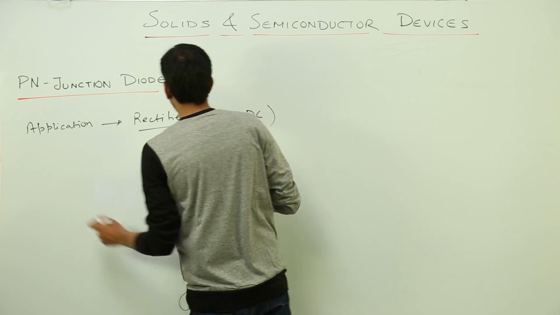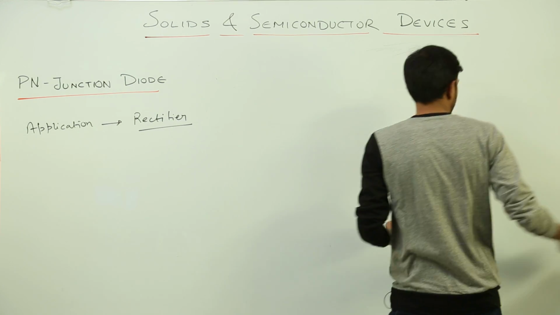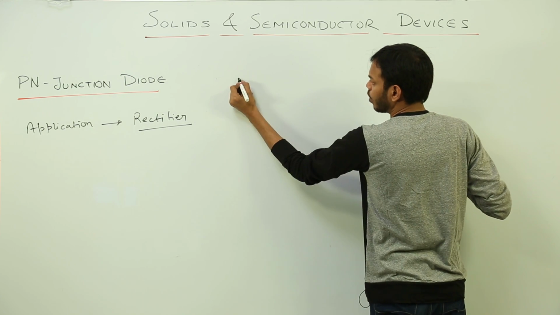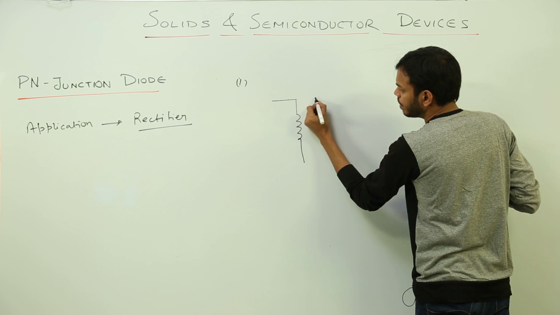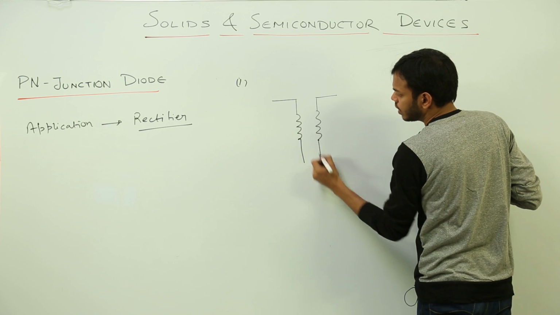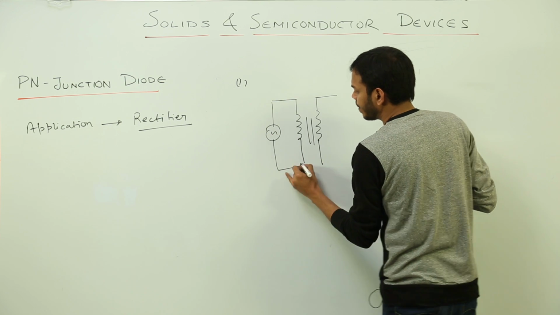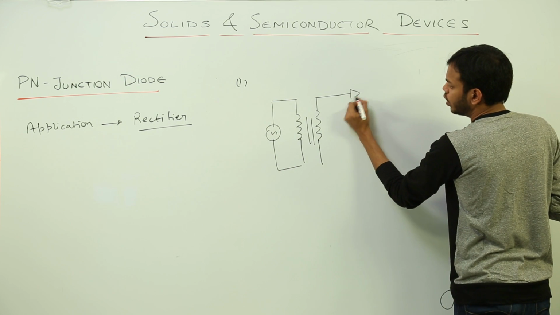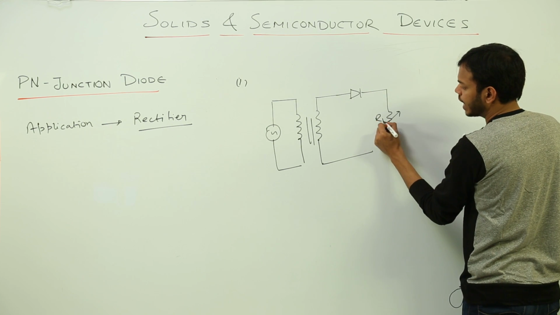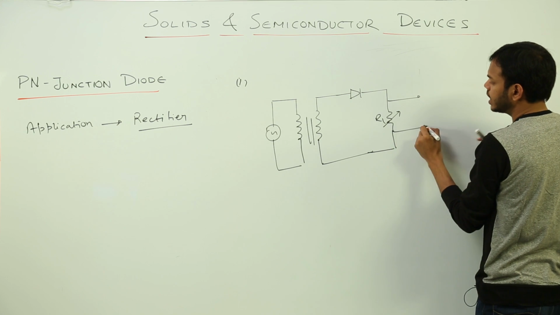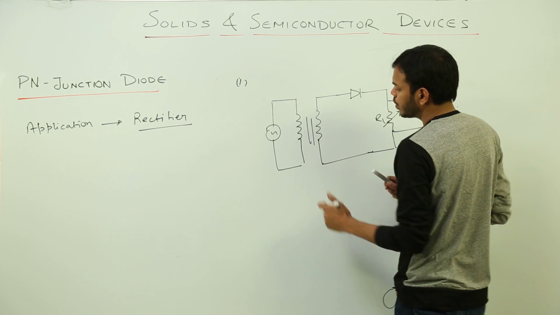The first one is called half wave rectifier. I need a bigger space, so I'm removing this. Right now we are doing half wave rectifier. Now, why is it called half wave rectifier? See, this is a symbol of what? Transformer. This is the AC source which is to be rectified. Here we have a diode and it is connected with load resistance RL, and across load resistance we have taken out output. Now, how is it working?